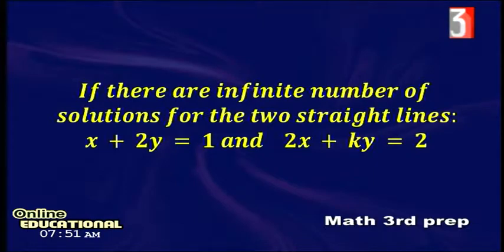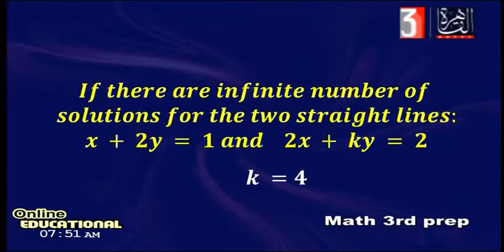In this case, I want you to notice: what's the difference between the parallel lines and the coinciding lines? For parallel lines, x multiplied by a constant number gives x, y multiplied by the same constant number gives y, but the constants are going to be different. But in the case of coinciding, when you multiply the constant by this constant number, you are going to obtain the same result.